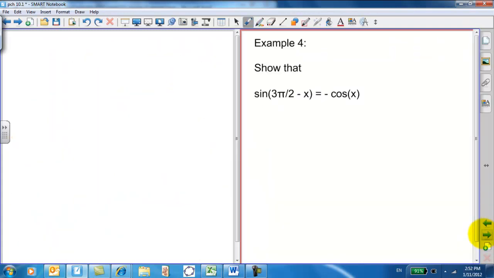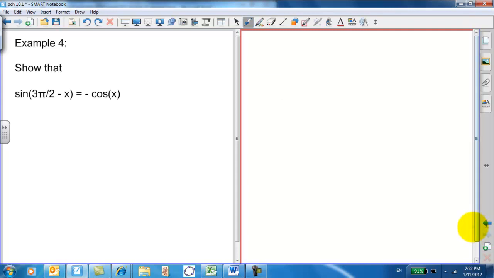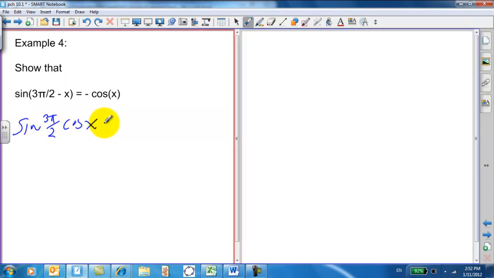Now, let's see what we got here for example 4. Show that sine of 3 pi over 2 minus x equals negative cosine of x. So we can just expand this out. And we get the sine of 3 pi over 2 cosine x minus cosine 3 pi over 2 sine x. Is that equal to negative cosine x? Well, sine of 3 pi over 2, whenever we go on the unit circle, 3 pi over 2, the y-coordinate, we're down, it's negative 1.